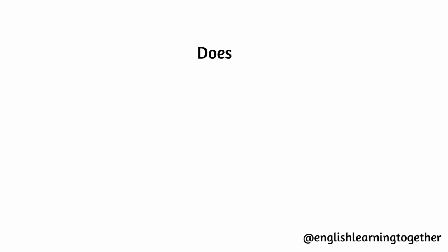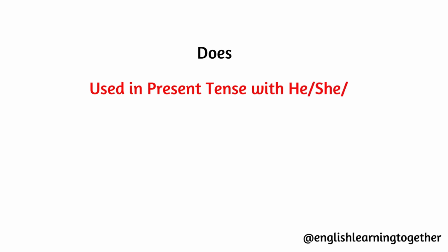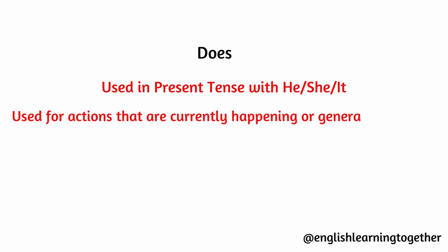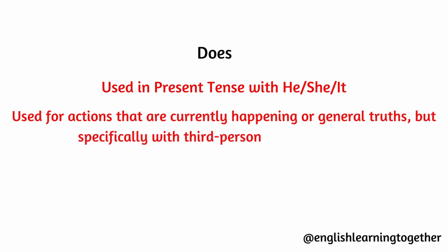Does is used in present tense with he, she, it. Used for actions that are currently happening or general truths, but specifically with third-person singular subjects.